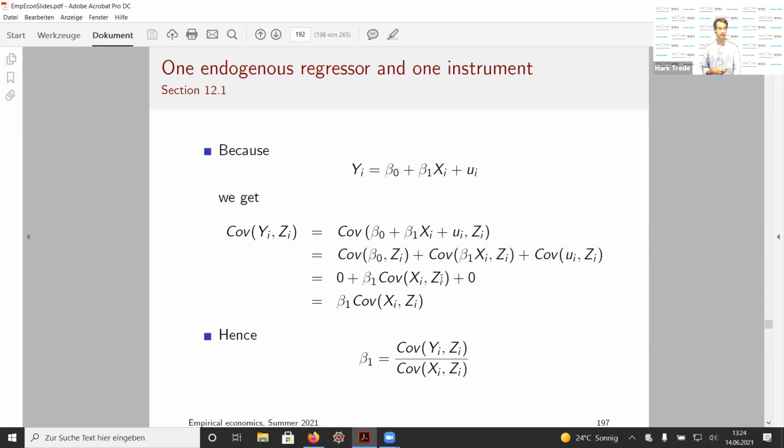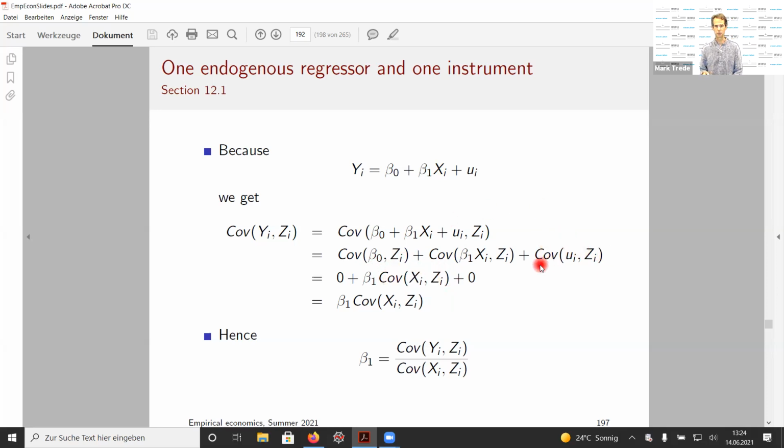The covariance of xi and zi is not 0. This is an assumption. We assumed the relevance condition. The relevance means that there's a correlation between x and z. So this covariance is not 0.